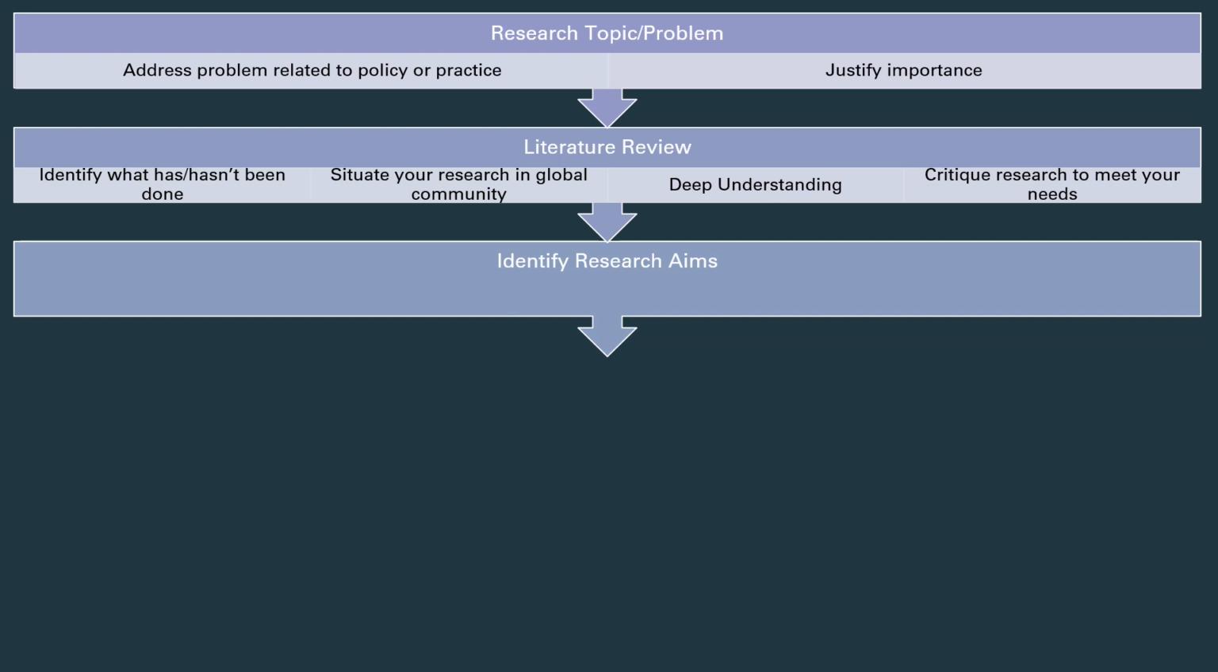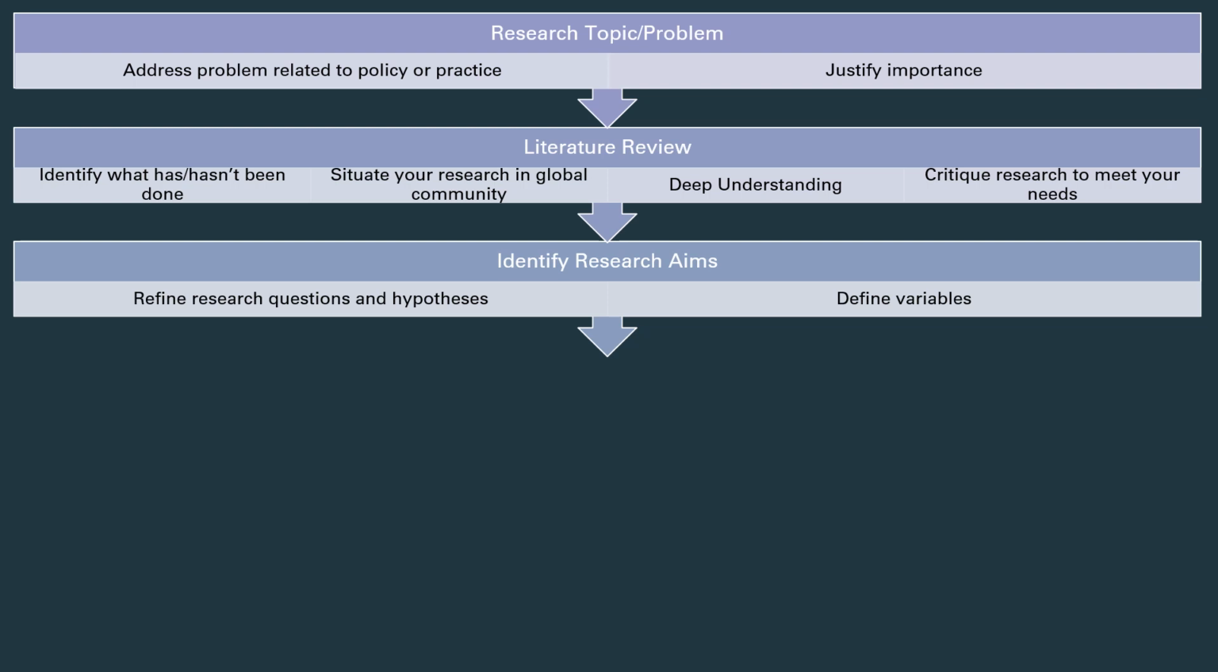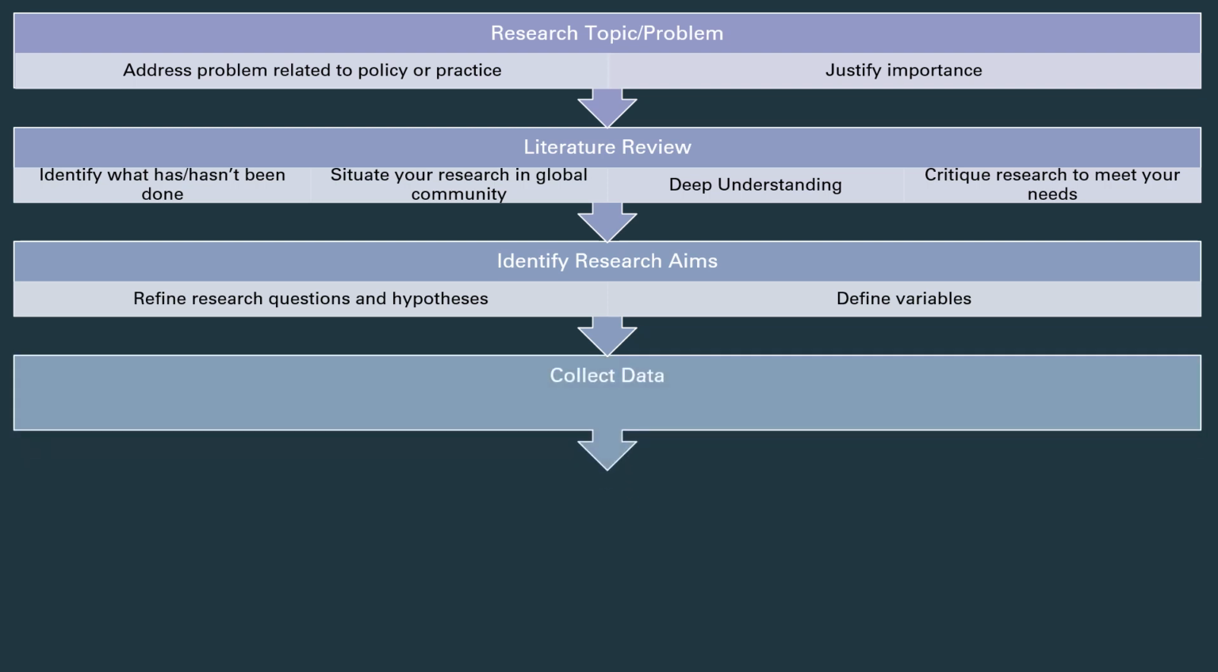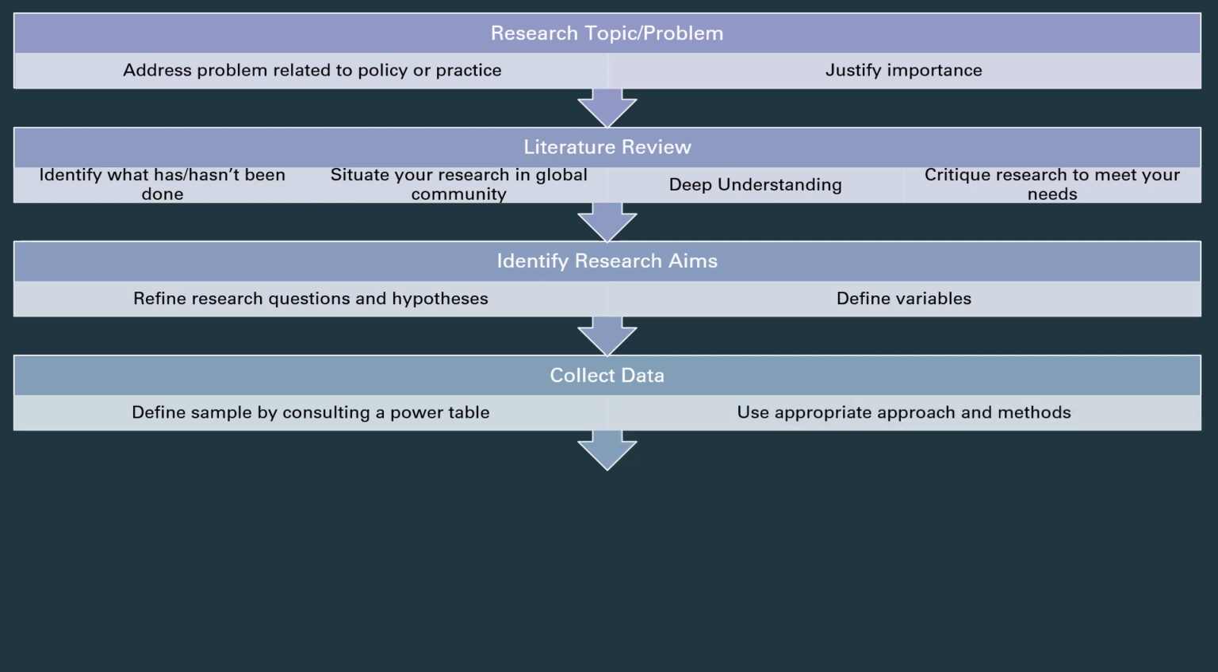After the literature review, we become more clear about our research aims. In this step, we refine our research question and hypothesis because our understanding has become deeper, and we define our variables. The next process is to collect data, and first we need to identify the participants and sample to collect the data. And we define the sample by consulting a power table: if you know the population of your participants, then you can determine how much sample you need to take.